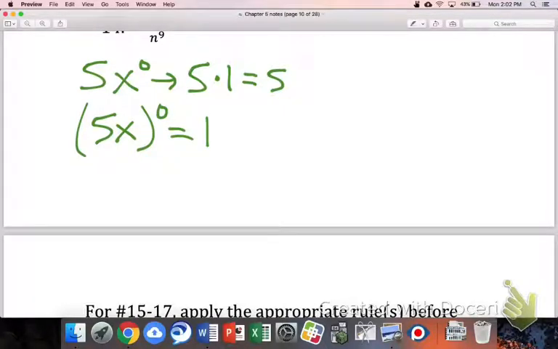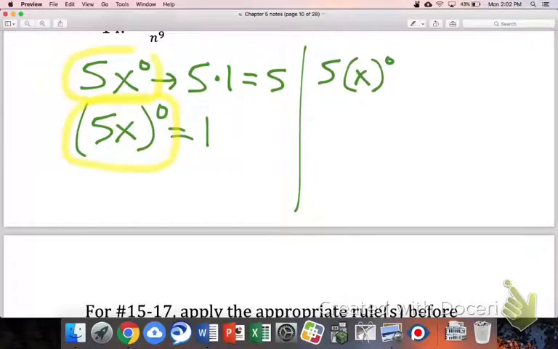Again, just to compare, what's the difference between these two? Parentheses, either there or not. You might look at this and think that it's cruel, but check this one out. What do you think that one is? Isn't that 5? Right, x to the 0 is 1, for sure. 5 times 1 is 5.